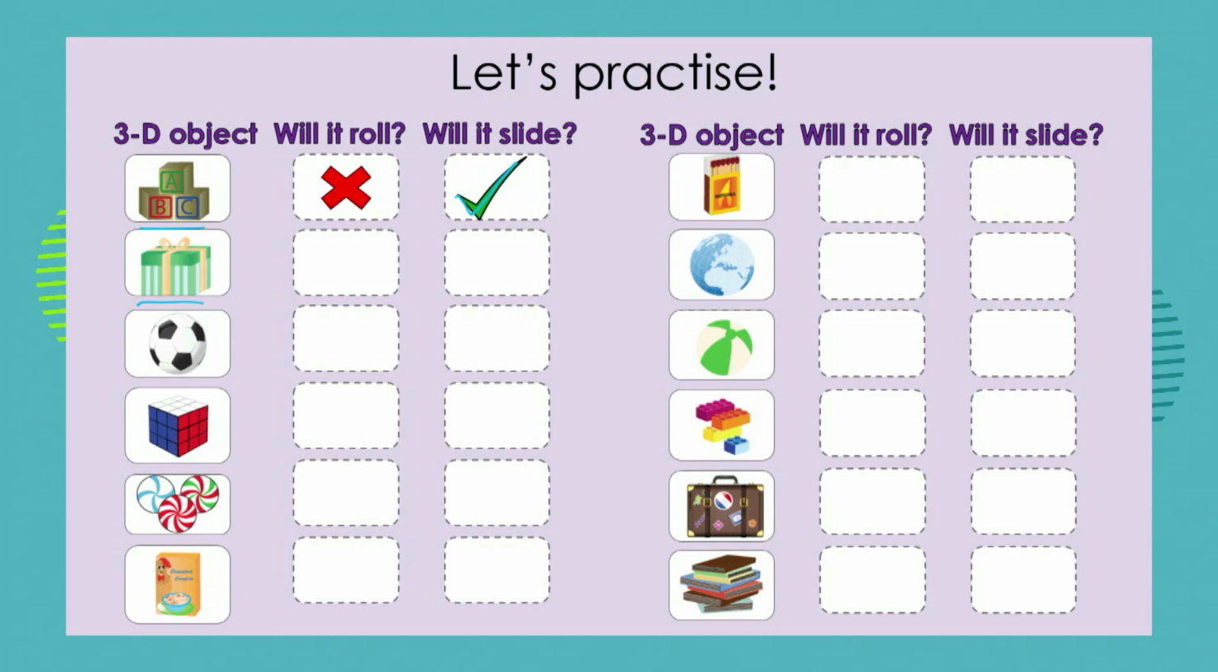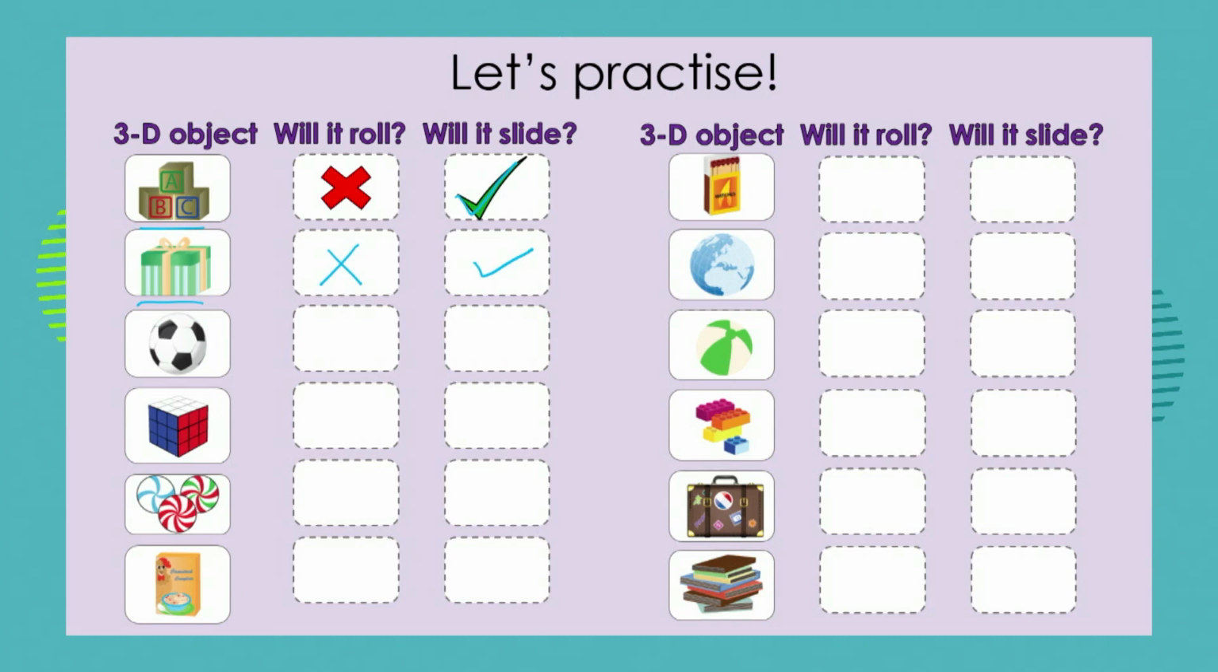What shape does it look like, grade ones? Well done. It looks like a square shape. And can you see that this shape has sides? And when it has sides, what does it mean? Will it roll? No. Will it slide? Yes. Let's look at our next 3D object.